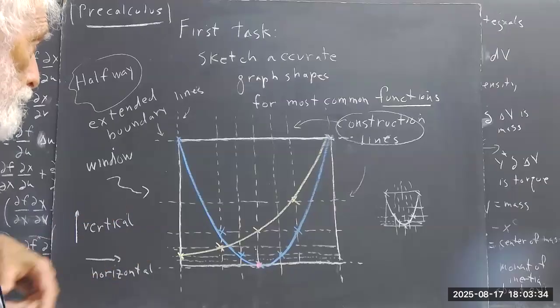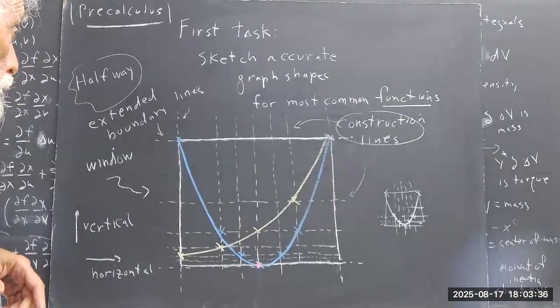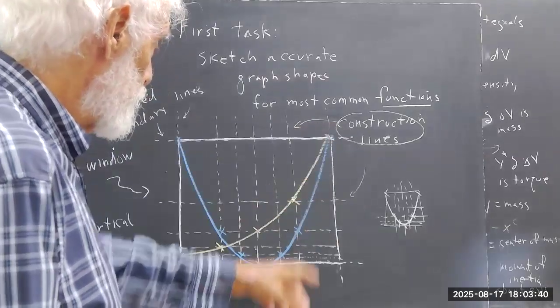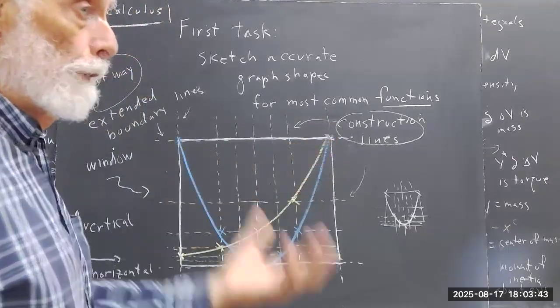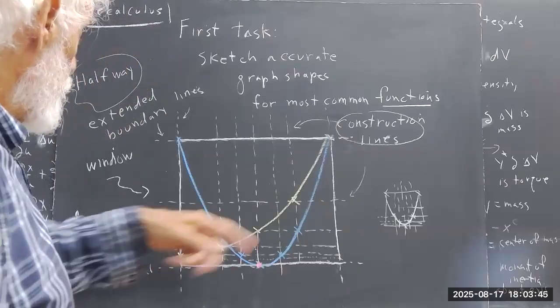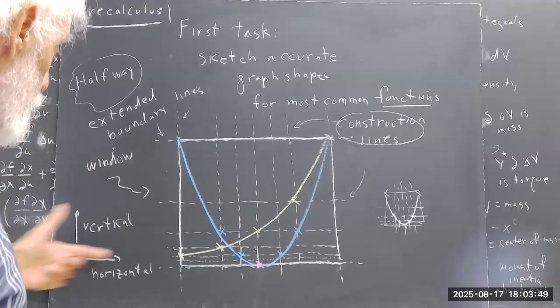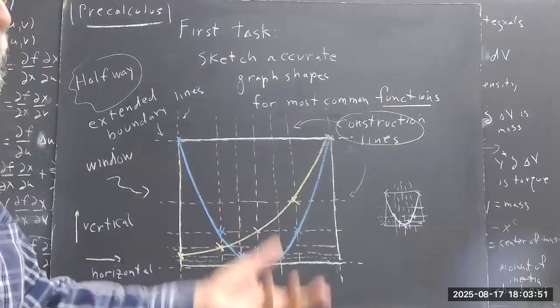Okay, well, a little bit of terminology here before we get into it. These dotted lines here are what we call construction lines, and there's specific rules for locating these construction lines. Vertical goes this way, horizontal goes this way. You have to know those terms.